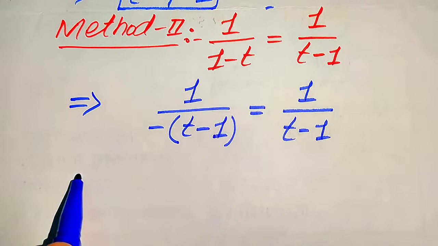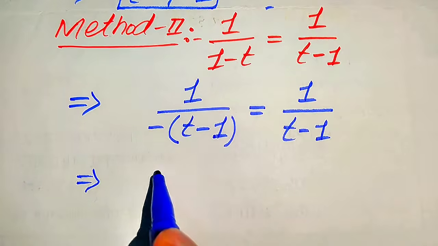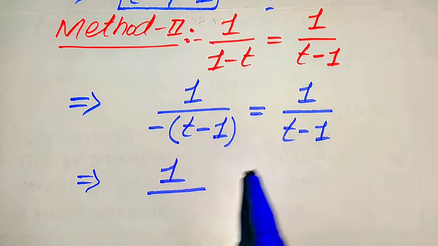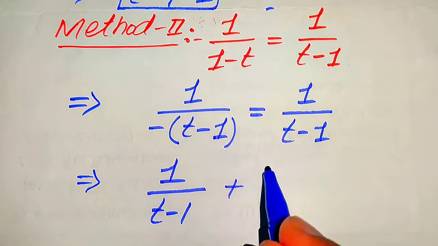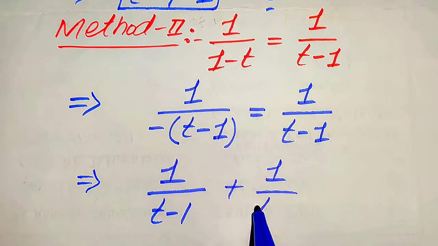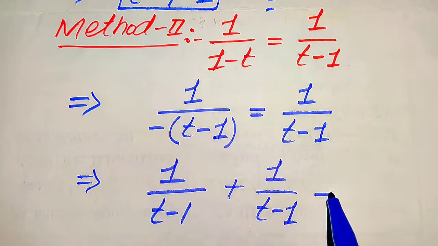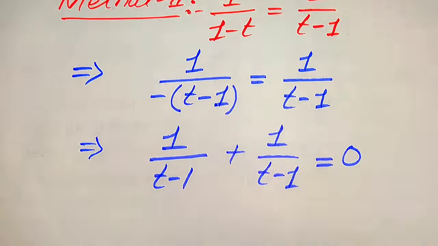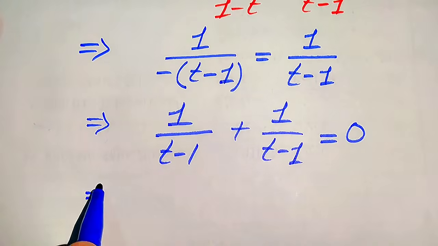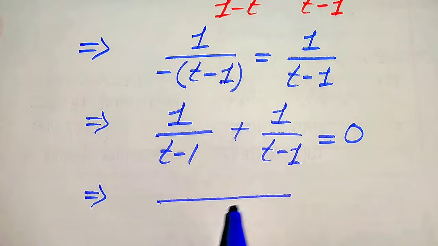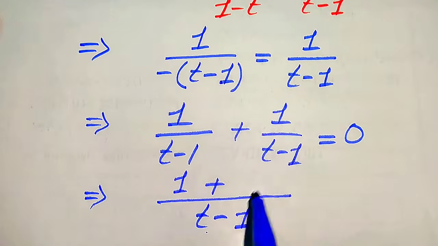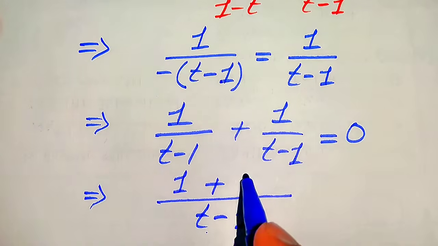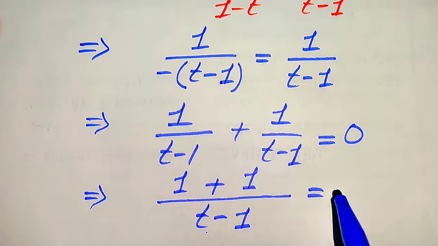And now you see here, this is the negative term. When we move it to the right hand side, it becomes positive, so it will be written as 1 over t minus 1, and this becomes plus 1 over t minus 1 is equal to 0. So here we can easily take the LCM of this equation. So its LCM is t minus 1, and when we divide these terms we get 1 plus, when we divide these two terms, these are cancelled out by each other and we again get 1 is equal to 0.